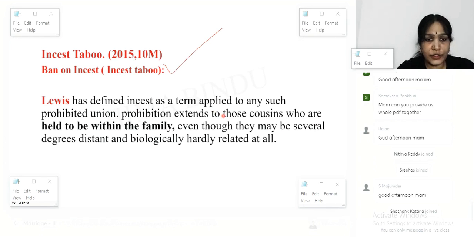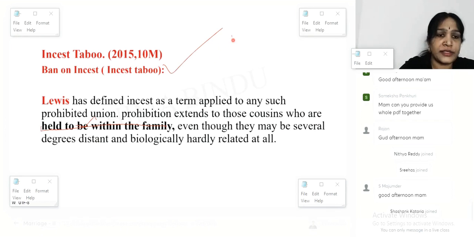The prohibition extends to those cousins who are held to be within the family. If you observe, I've highlighted this particular point here, held to be within the family. Is it clear? Some of you asked me previously why cross cousin marriages are permitted, whereas parallel cousin marriages are not common. Why are parallel cousin marriages not common? Look here.